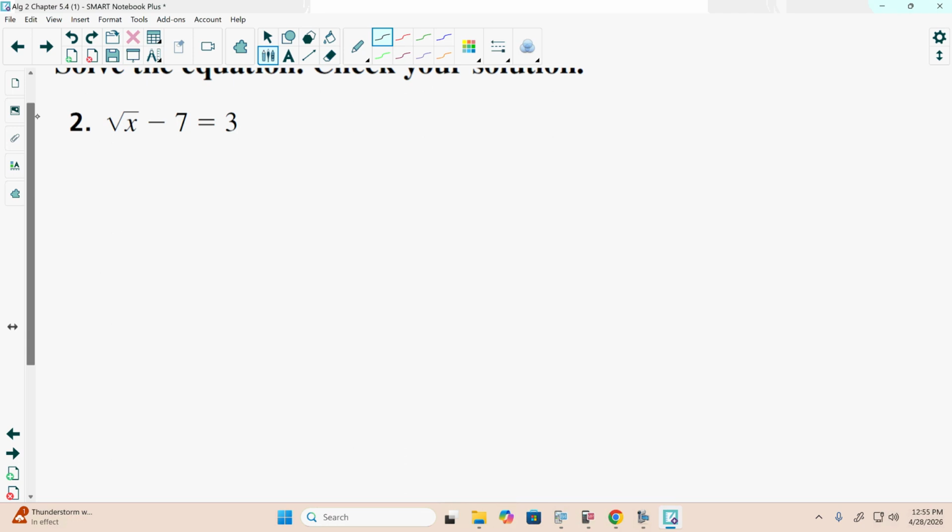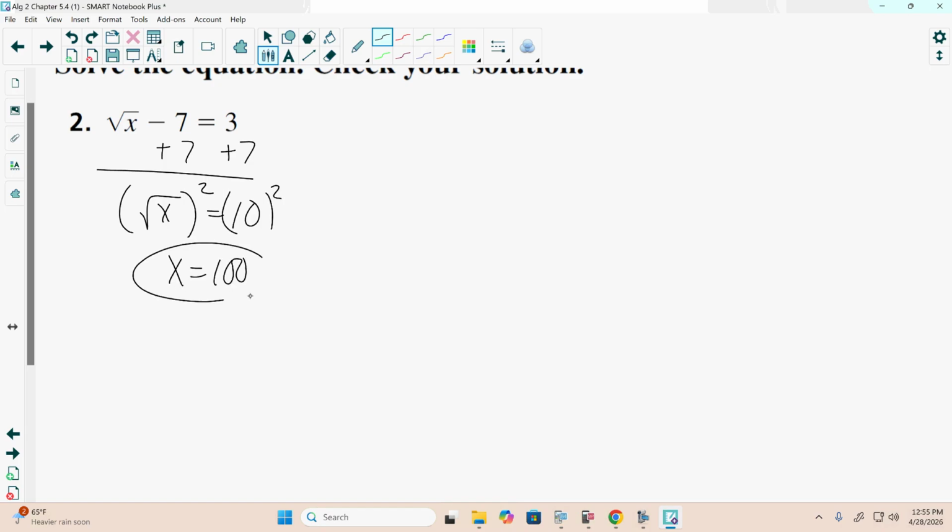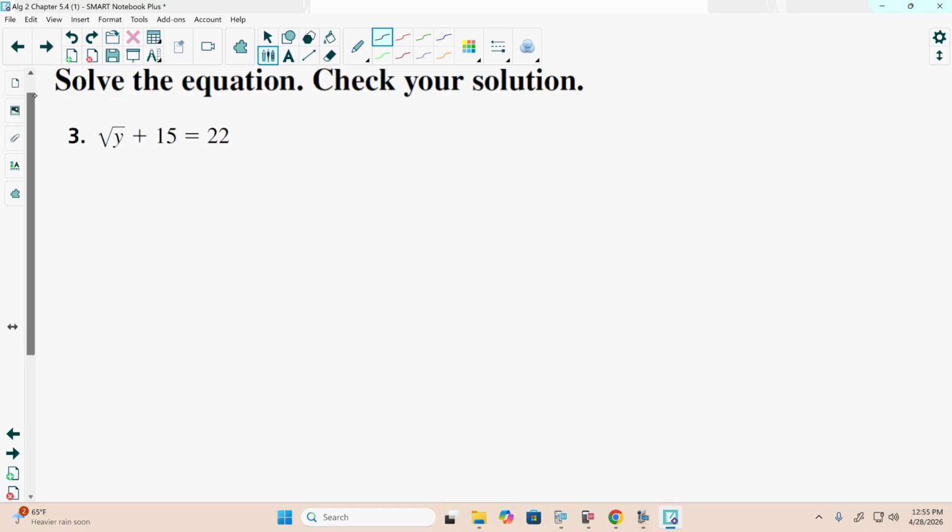I have a feeling you have it solved. Get the radical by itself, telling us square root of x is equal to 10. Square both sides. x is equal to 100. I think we feel good with this here. You get 49.